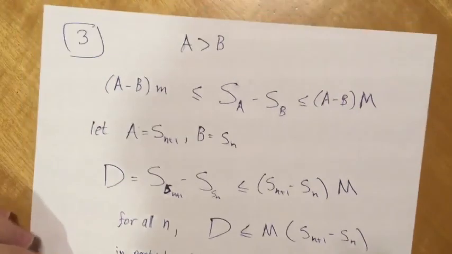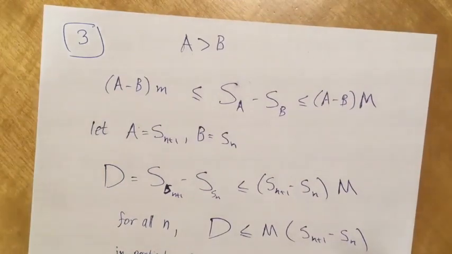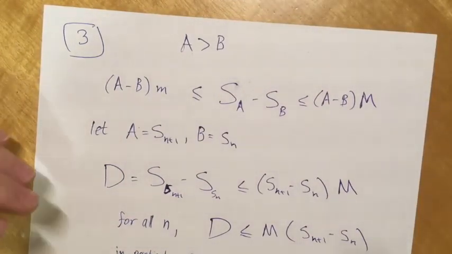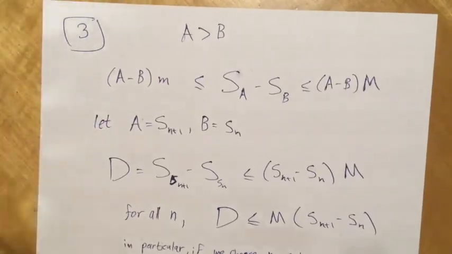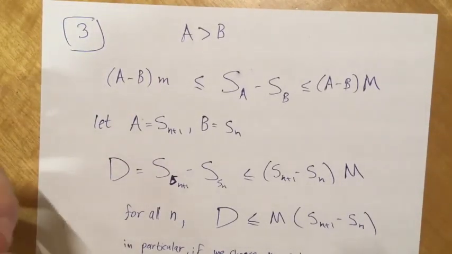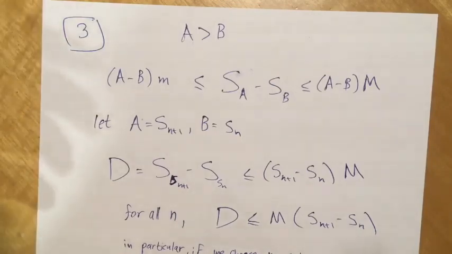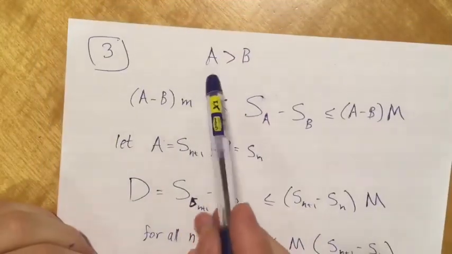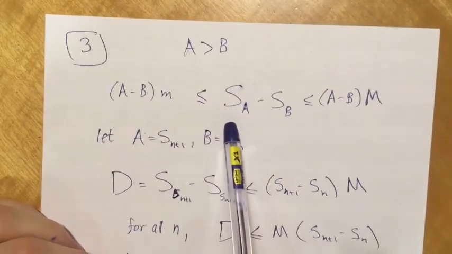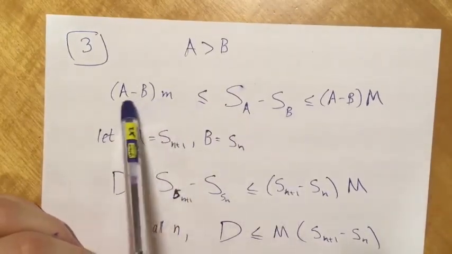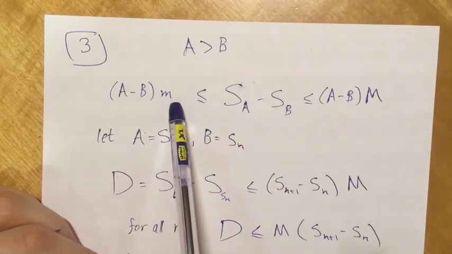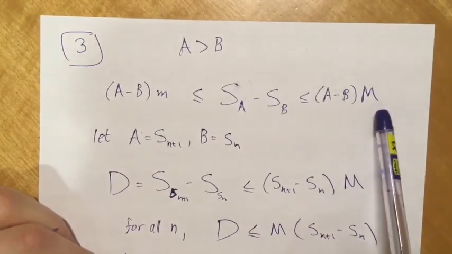Okay, so this result is apparently sufficient to solve the problem, but in the next step we're going to show the core of the problem. We're going to do the most tricky part of the problem, where everything comes together and the problem is over. So last thing we proved: if A is bigger than B, then S_A minus S_B is bounded by (A minus B) times small m and (A minus B) times capital M.